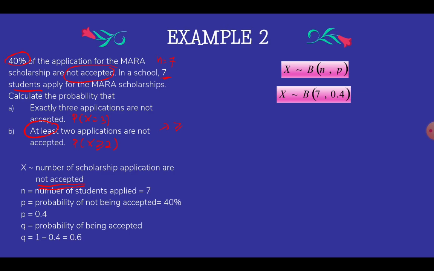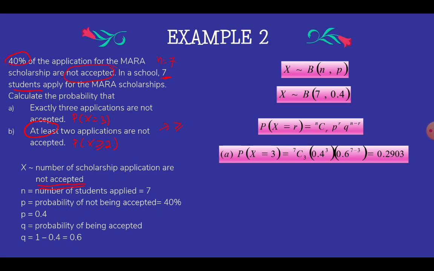Since we are talking about finding probability, we need to use this formula. For A, exactly 3 applications are not accepted, so we need to find P(X = 3). Just substitute in the formula. 7C3 means from 7 applicants, 3 applicants are not accepted. So our probability is 0.2903.